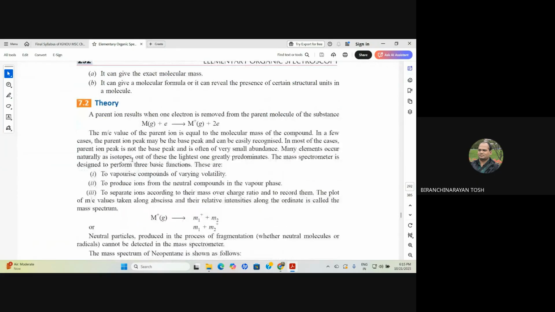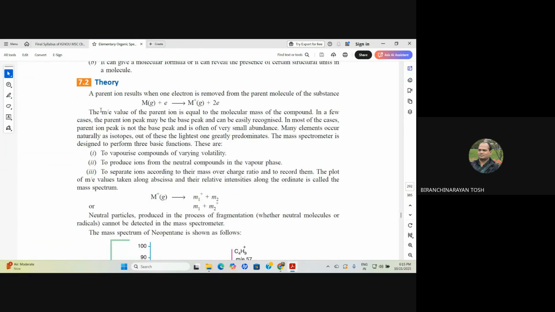Now moving towards the theory. So as we know, when it is bombarded with high energetic electron, one electron will be removed, so the parent ion or the mother ion will be formed with M plus. The m by e value of the parent ion is equal to the molecular mass of the compound. So in a few cases, the parent ion peak may be the base peak and can be easily recognized, but in most of the cases, the parent ion peak and the base peak are different. So in that case, we have to judge which is the parent ion peak and which is the base peak.